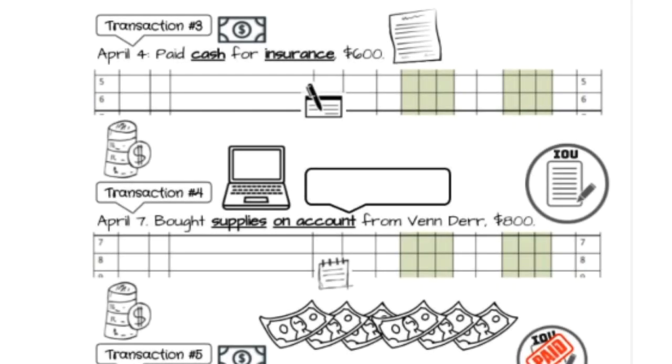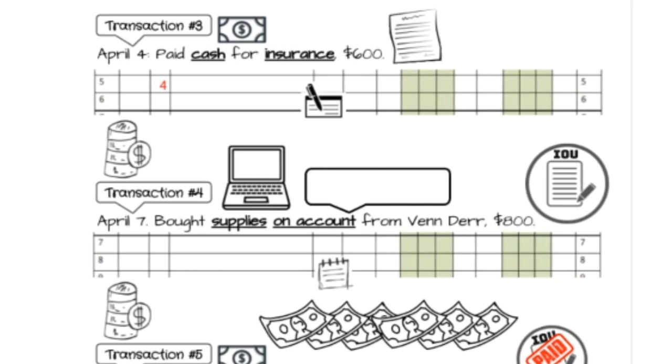On page 4, we have transactions 3, 4, 5, and 6. So transaction 3 says on April 4th, we paid cash for insurance. Now, this is very similar to paying for supplies. And so we're going to do a repeat of transaction number 2, but with the substitution, prepaid insurance for supplies.